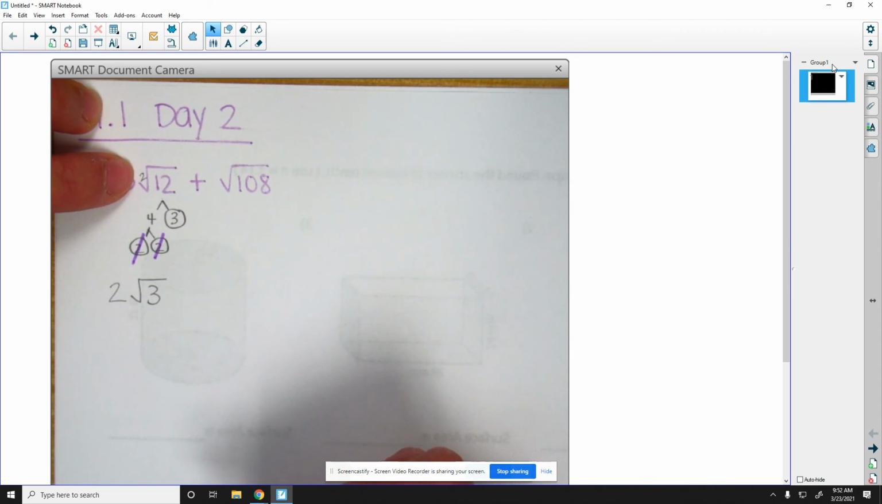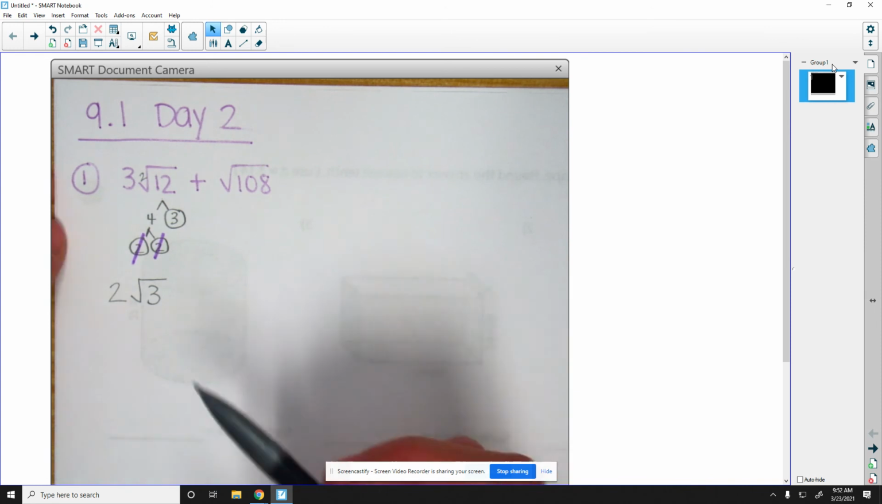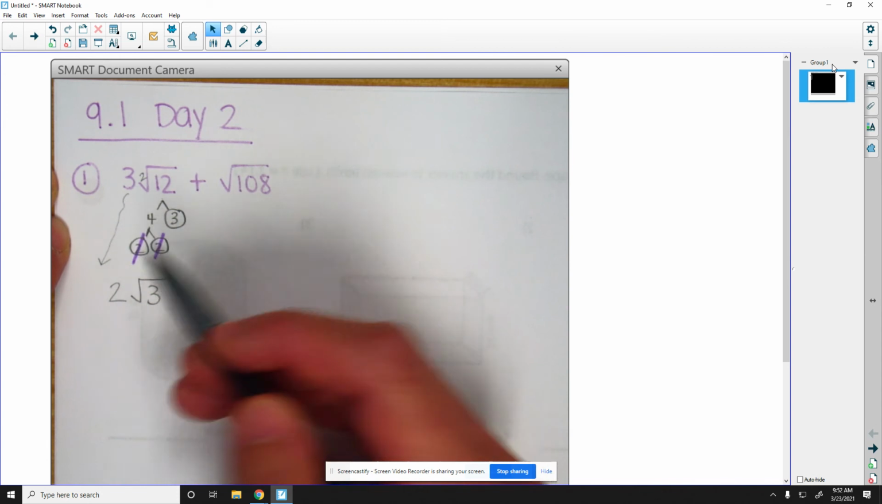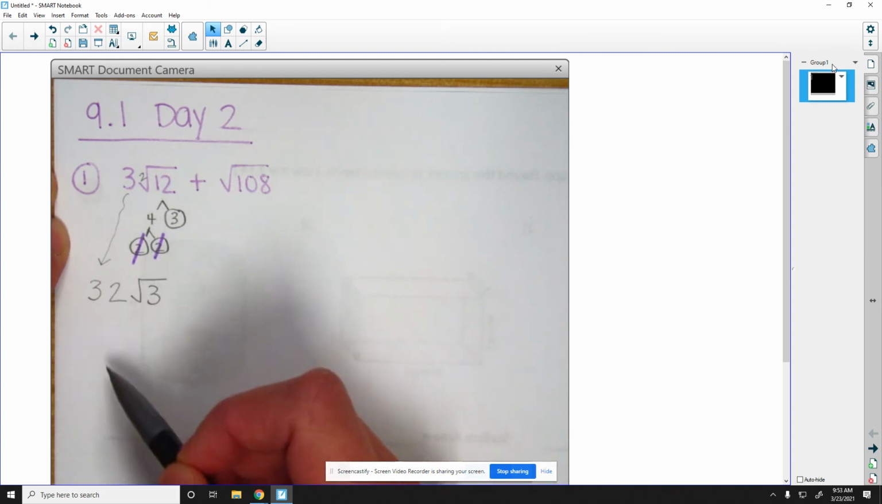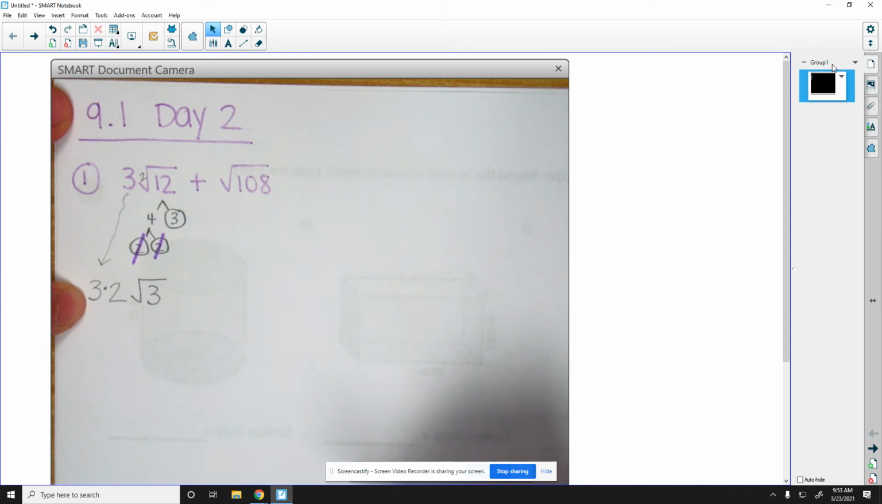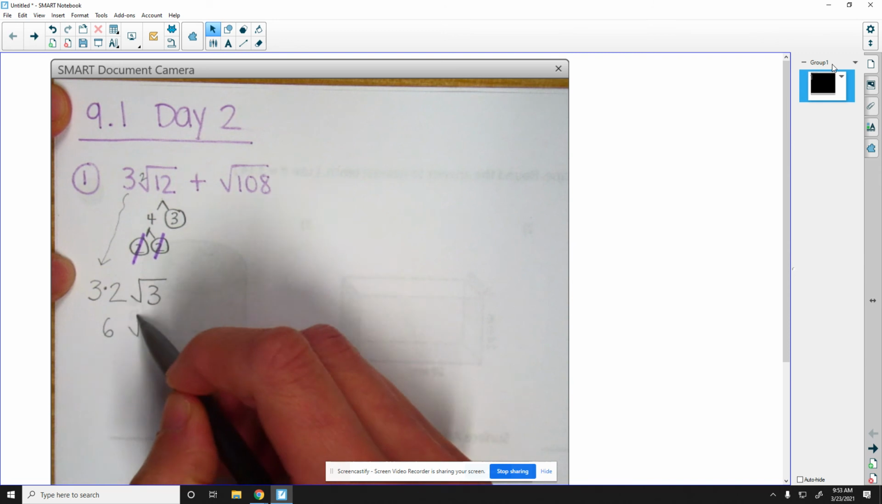Yes, Emily? Yeah. And then, so this 3 right here, remember it was originally on the outside. You just drag it down. So you don't forget that there was originally a 3 on the outside. Okay, so this is me simplifying that. That actually becomes 6 radical 3.